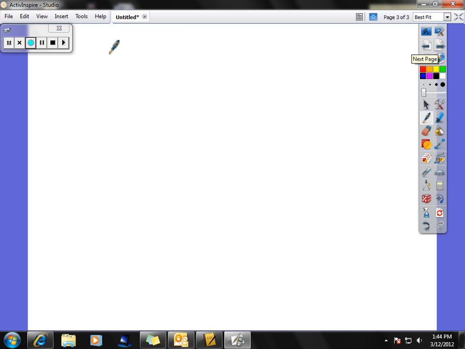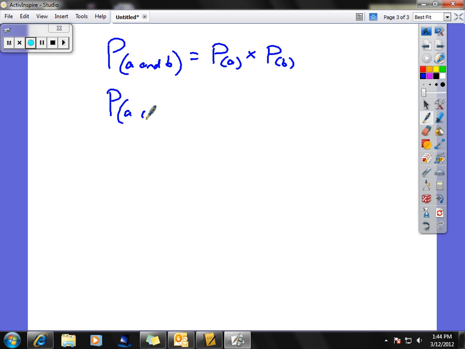Let's talk about the probability of A and B. The probability of A and B happening is the probability of A happening times the probability of B happening. Okay, pretty straightforward. The probability of A or B happening is going to be the probability of A happening plus the probability of B happening, because either one is good, okay?